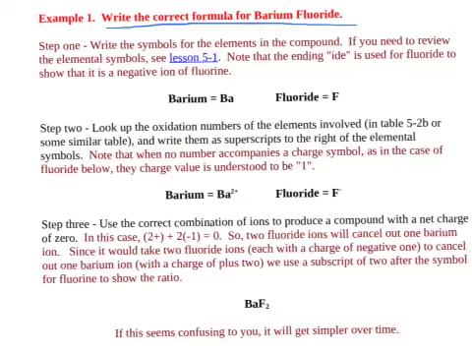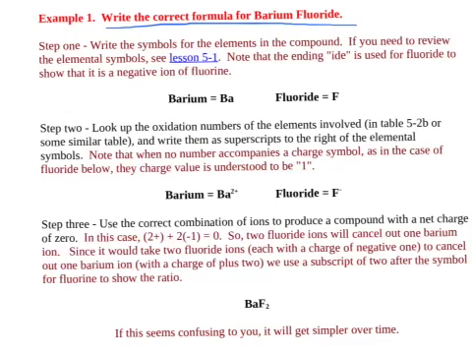Alright class, today we're going to go over how to name ionic and covalent compounds. We'll do one example of an ionic, one example of a covalent. We're going to ignore the transition elements today. We'll do those tomorrow. Those are the elements in the d orbital in the middle of the periodic table.